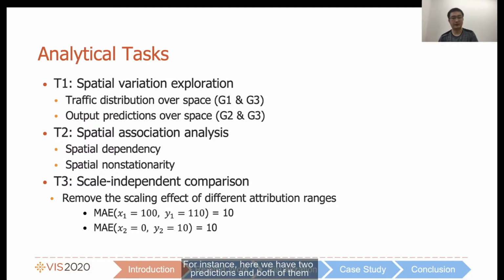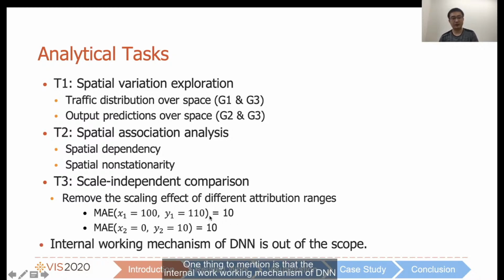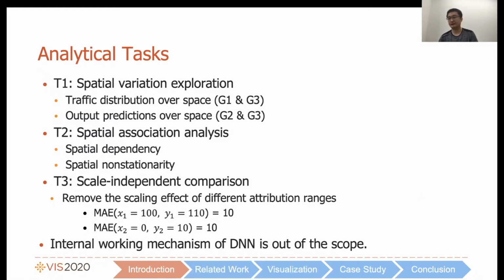For instance, here we have 2 predictions, and both of them the mean absolute error is 10, but we prefer the first one. One thing to mention is that the internal working mechanism of DNN is not our interest because we are not model developers.